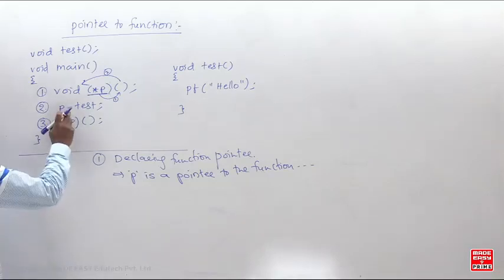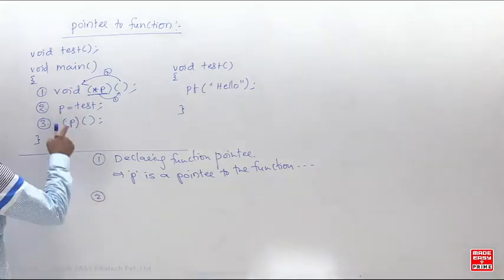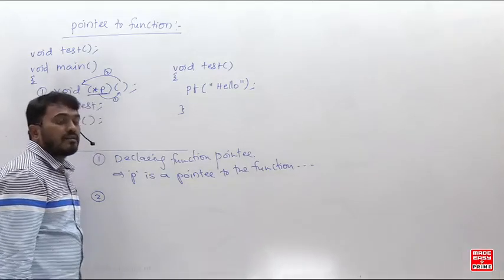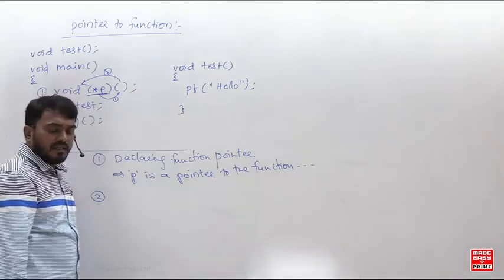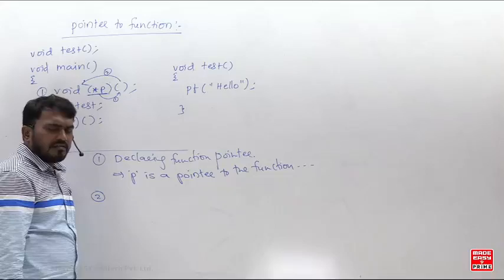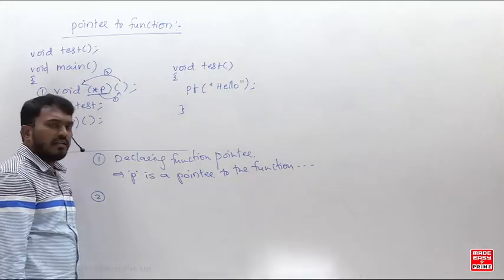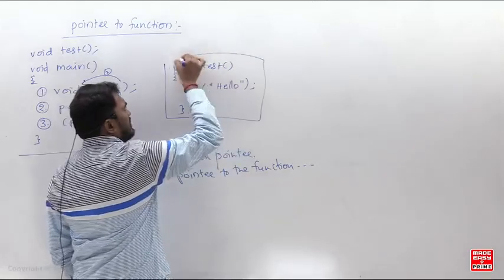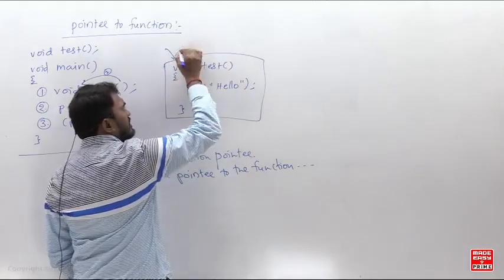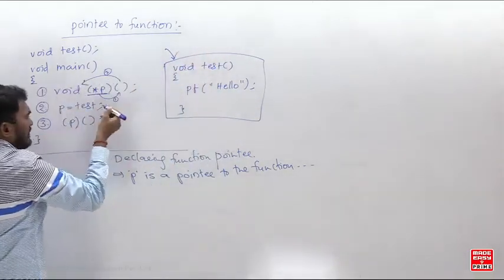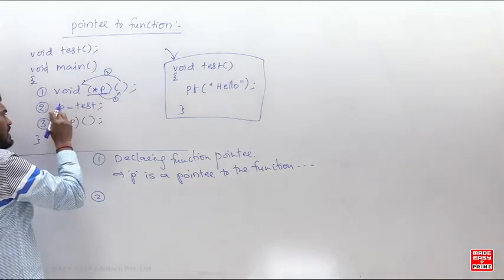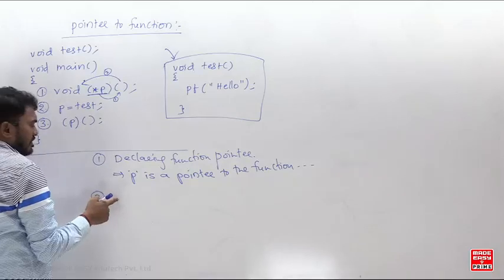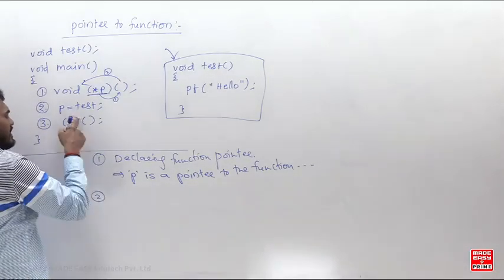And next, the second statement. What is the meaning of the second statement? P equal to test means we are assigning the base address of the test function to the pointer variable P. Is that clear? The test function also has some memory, somewhere it is stored in memory, and it has some base address. That base address will be assigned to the pointer variable P. So this is how you assign the base address. Note down the meaning of the second statement.